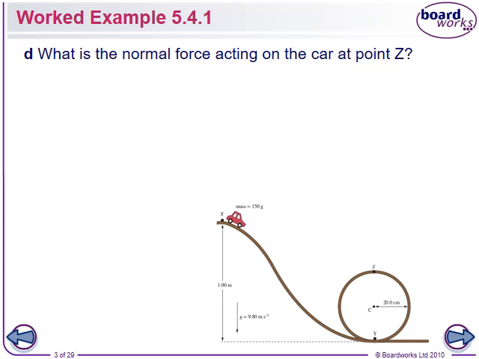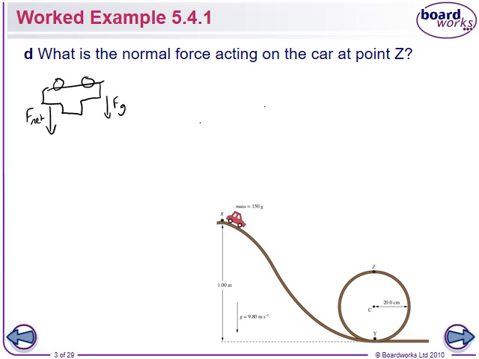All right. So the normal force acting on the car at point Z. Again, you need to be very, very careful with the directions things are happening in. So now our car's upside down. All right, always draw a diagram. So our three forces, Fnet, Fg, Fn. In which direction is Fnet acting? Down. Fnet is acting down. What about Fg? Down. What about Fn?